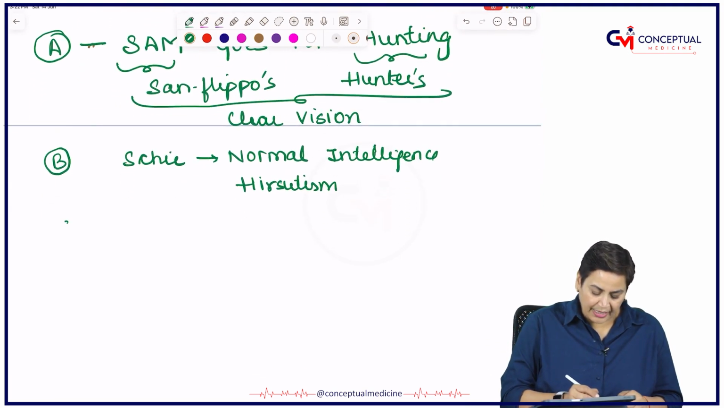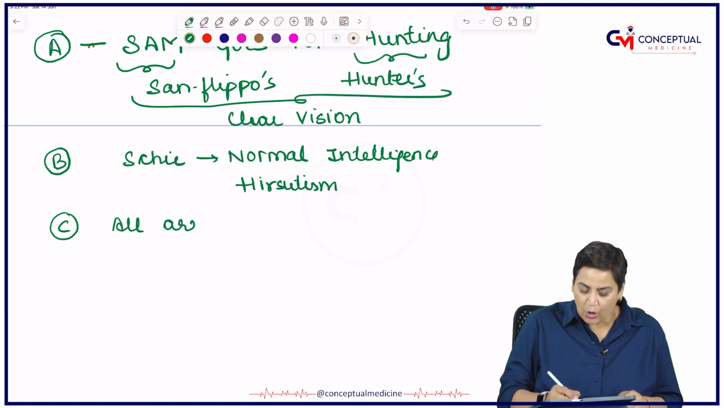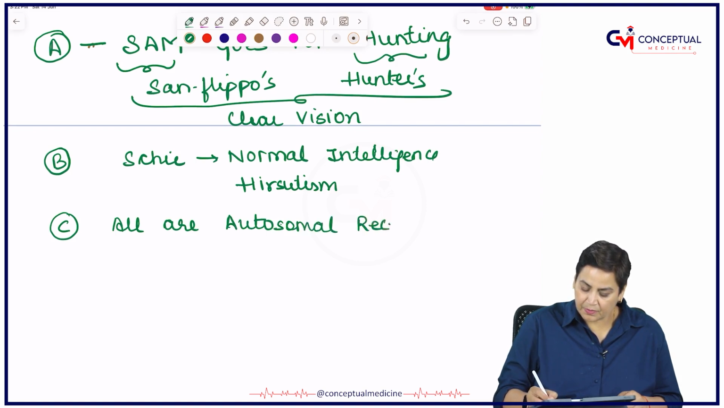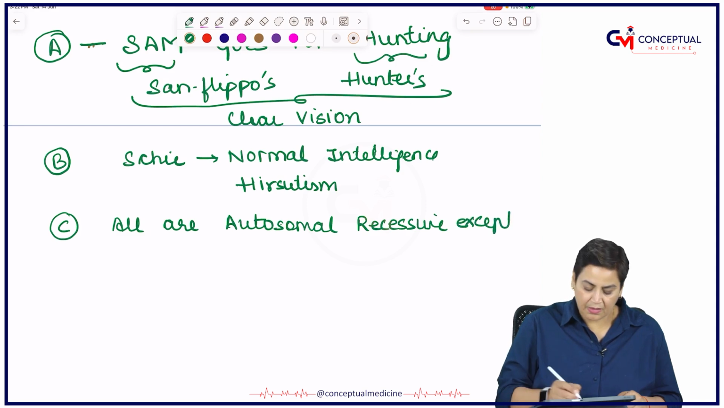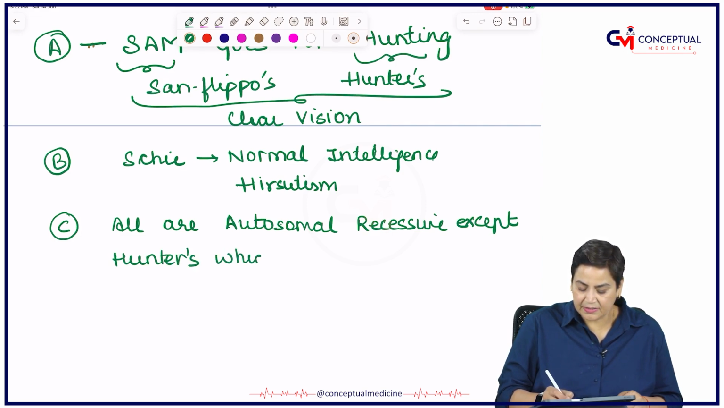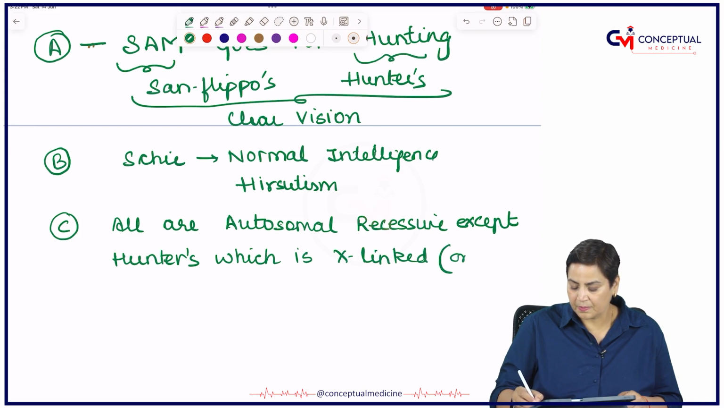And the third important point is, all mucopolysaccharidoses are autosomal recessive except Hunter, which is X-linked. That means it is present only in males.